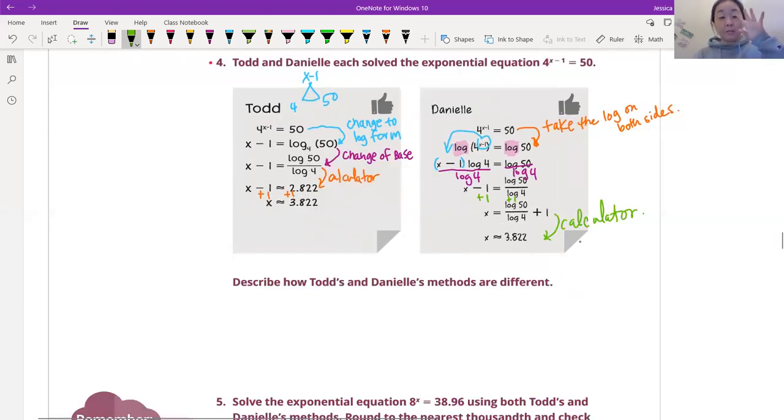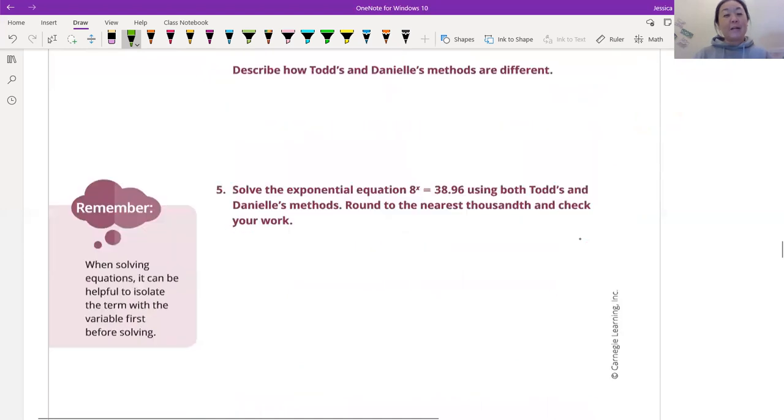All right, so which way do you prefer? Do you prefer Todd's way or Danielle's way? Either way is okay. I prefer the shorter way, so right now, Todd's way. But either way is okay.